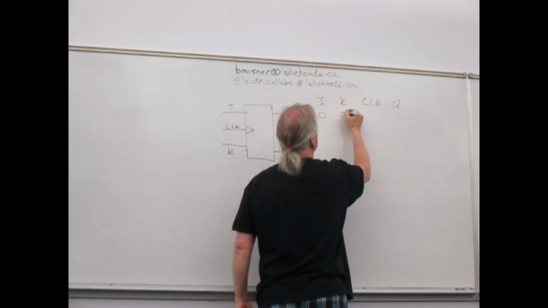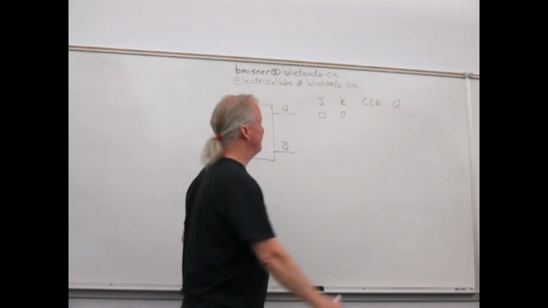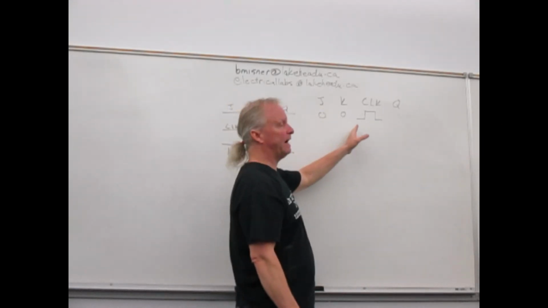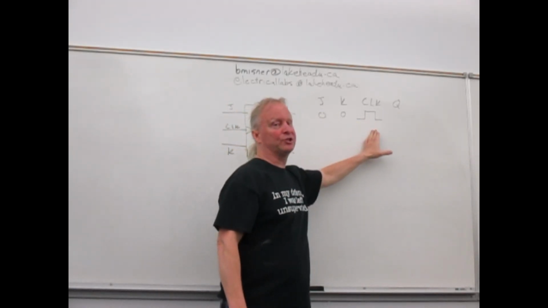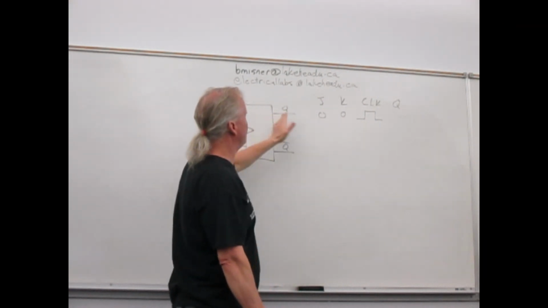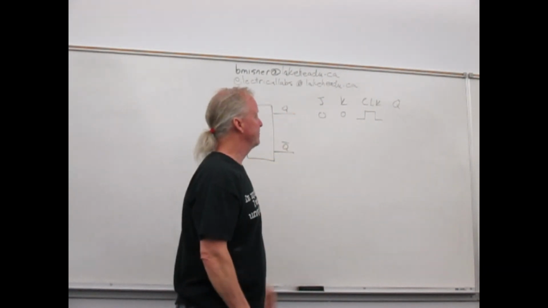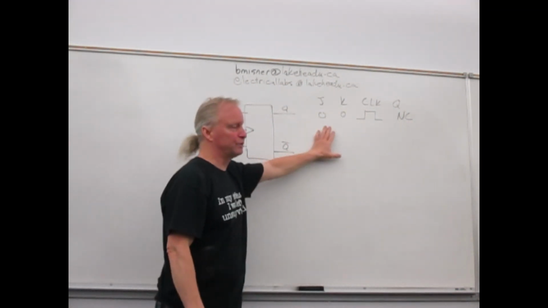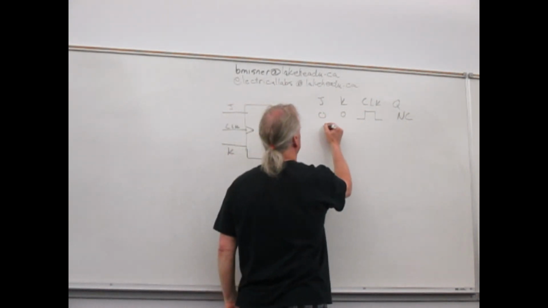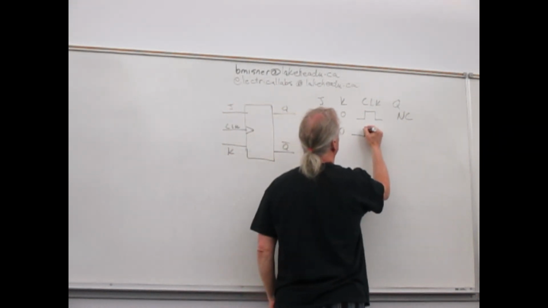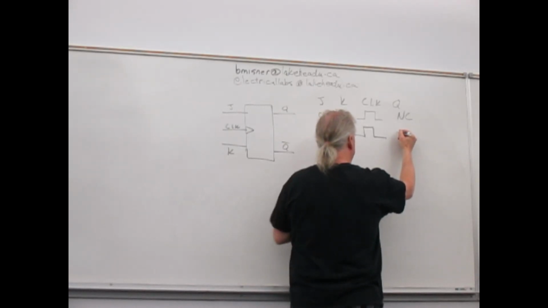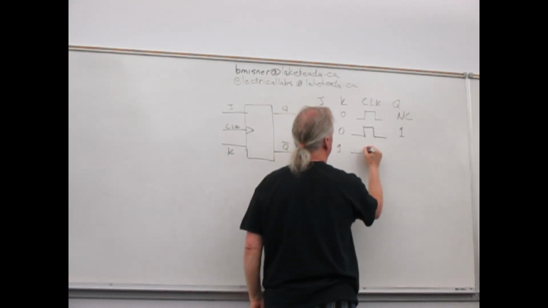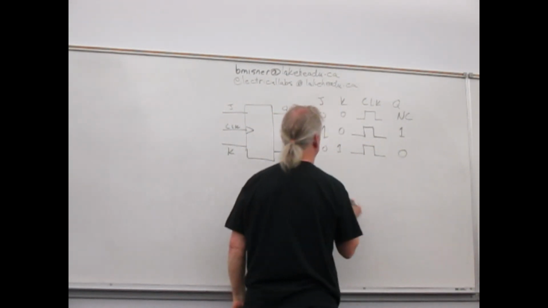Okay, so if it's 0 and 0, and now what we're going to have is a clock that looks like this. Okay, so like I say, we need to have two clock edges to make the J and the K propagate through to the Q. Okay, and then this is no change. Okay, because they're both 0. Okay. If it's a 1 and a 0, okay, this goes to 1. If it's 0 and 1, it goes to 0.